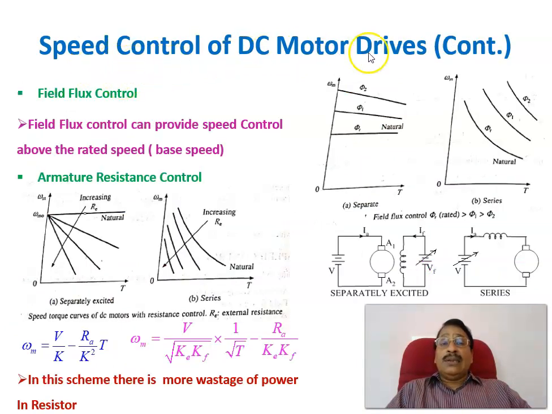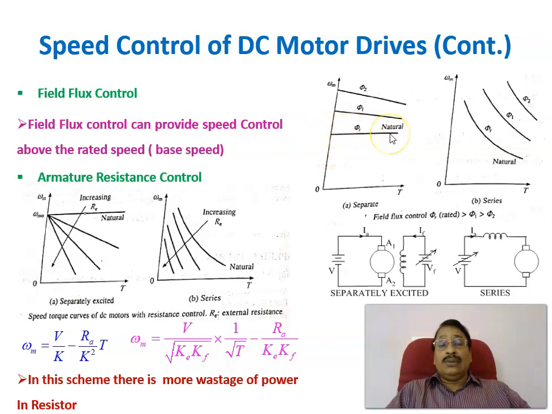The second method of speed control of a DC motor is the field flux control. By controlling the field flux, you can control the speed of the motor. This is representing a separately excited motor, a shunt motor, and this is representing a series motor. Therefore, the field flux control can provide speed control above the rated speed. That is, this is corresponding to the rated voltage. The speed corresponding to that is called the base speed. Above that speed, it can be used.